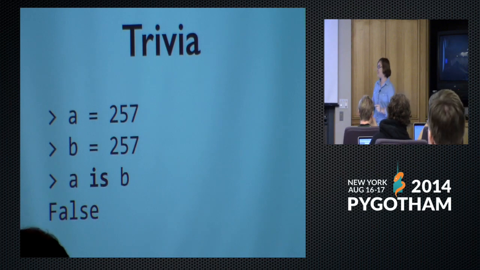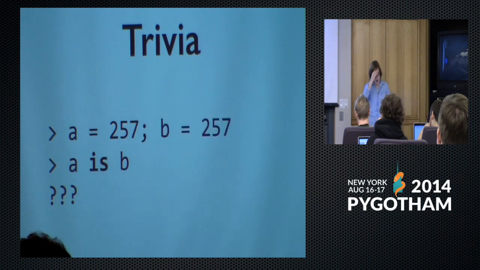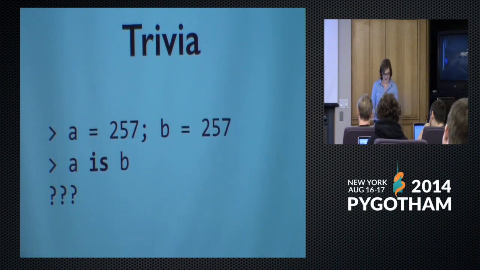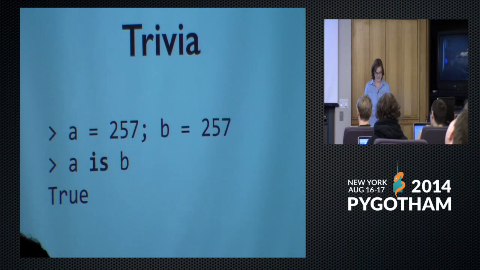Quick note, I am using CPython here. The implementation details are important for this example in particular. So what if we define A and B on the same line? We set them equal to 257, and then we say A is B. What do you think? True? False? True. Yeah, so important. There's even a blog post about this particular example that you should read. So what is going on here?